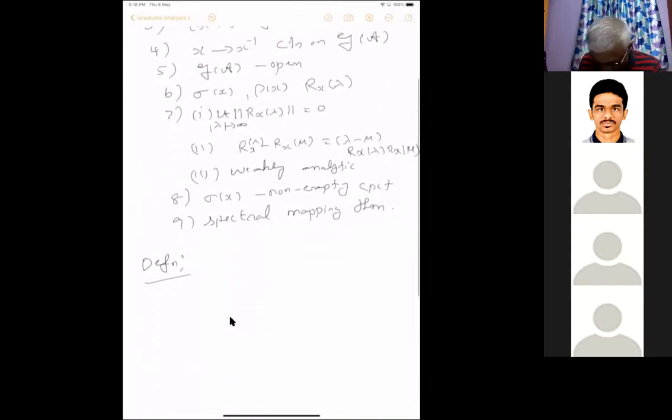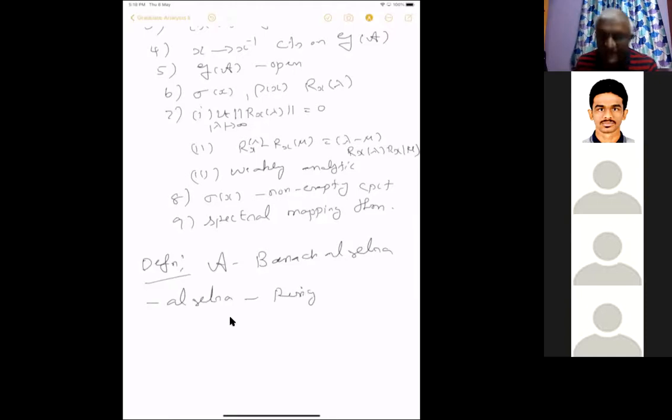So the definition of a Banach algebra. We usually have this notation script A for a Banach algebra. Which is an algebra, okay, so it's an algebra, that is a ring. It has a product which is an associative product. So it's a ring and a vector space, which is an algebra.